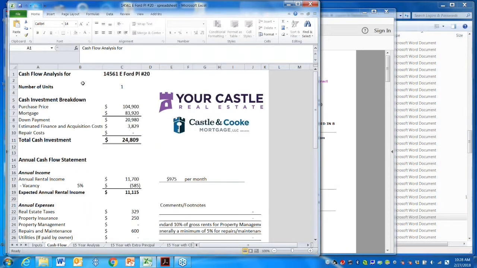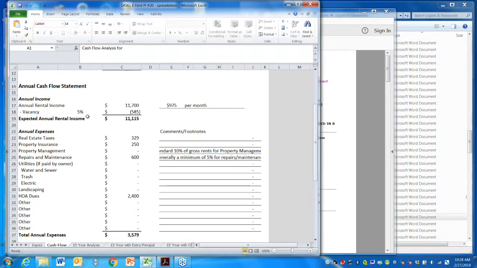So we'll start up here, and this is the second tab. Inputs is where we just typed in everything. Now we click on cash flow, and it gives us, in a nice orderly fashion, everything we just put in. Purchase price, the mortgage, total cash investment. That's really good. Total cash investment, you know, how much you're going to need to bring to the table. Annual vacancy rate. And now we start to get some of the pertinent data. Expected annual rental income. And then here are all your expenses.